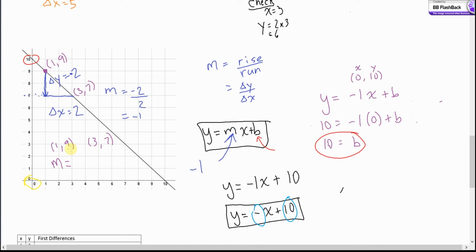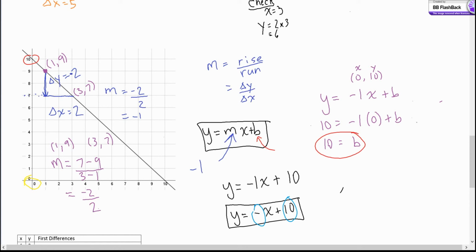Well, we changed from 9 to 7, so we went down 2. But why down 2? Let's work it back a little bit. 7 minus 9, and we went over 2. We went from 1 to 3. So the difference is like this. Negative 2 over 2.